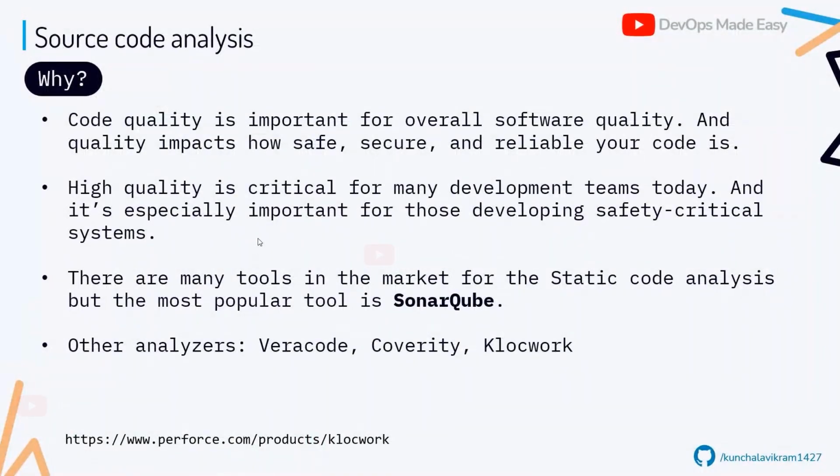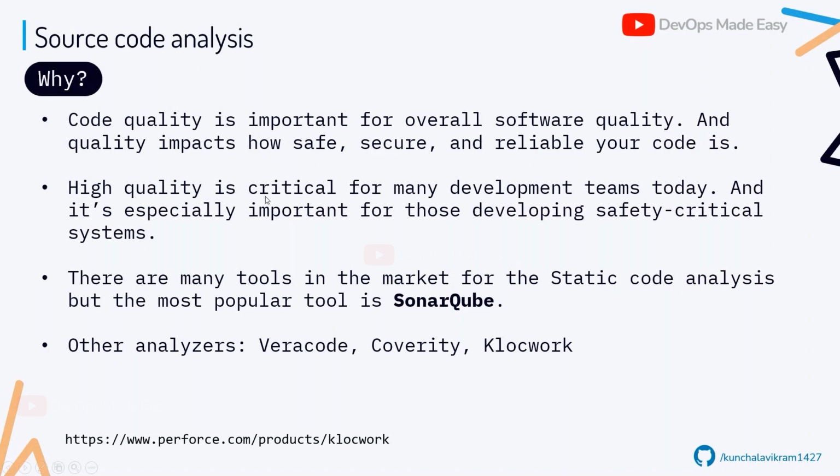Code quality is important for overall software quality. So what is your software? It is basically the final outcome of your build process, right? In the build process, what all things are included? It is your source code and all the dependencies. So that makes your final software. Having good quality software is important if you are planning to release that software into production. And quality impacts how safe, secure and reliable your code, or your final product, is.